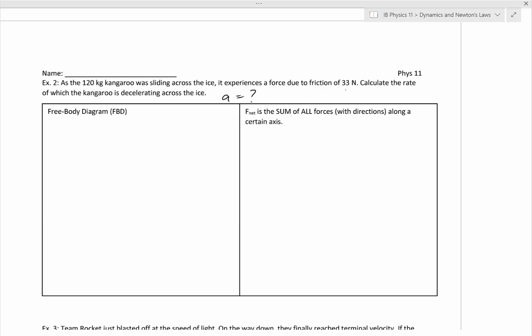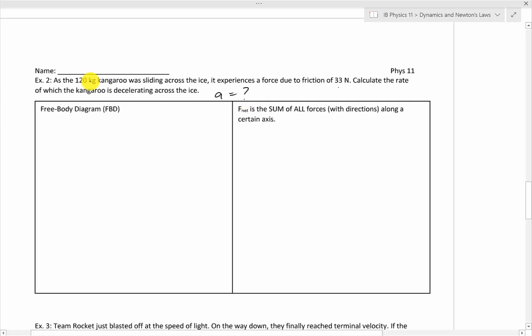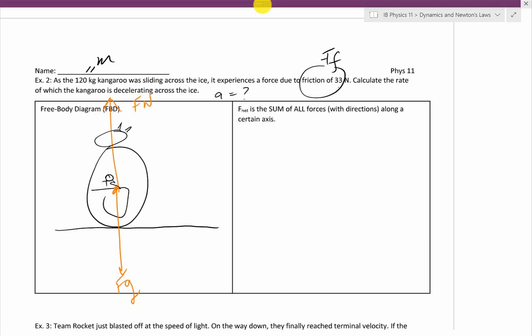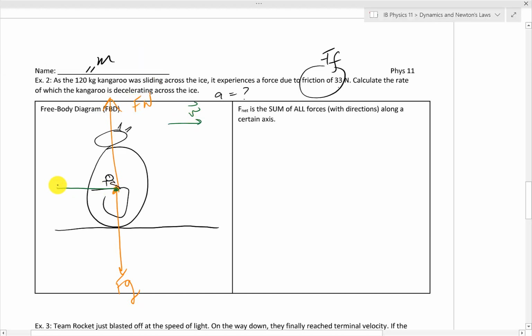Alright, and here I go. Okay, first we're going to draw a free body diagram of our kangaroo, and yes, we do have the force of gravity pointing in the downwards direction, as well as the normal force. They balance out, and also we don't really care about that direction because the kangaroo is moving in the horizontal direction, which the friction force is holding it back.